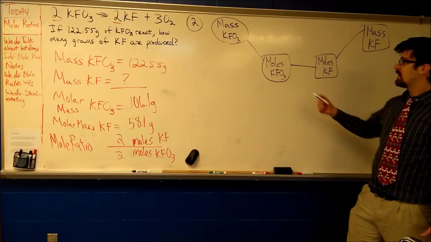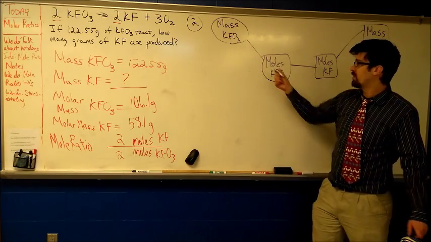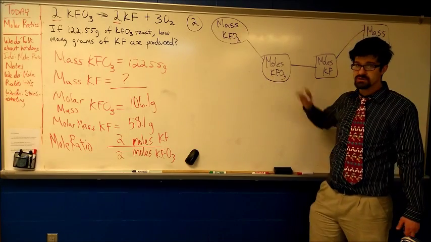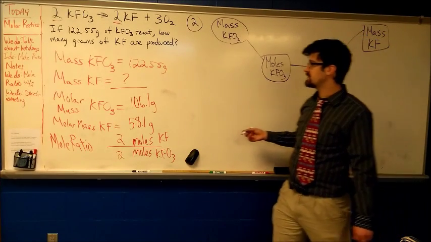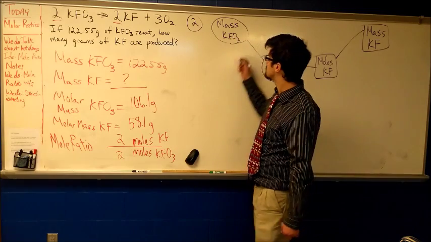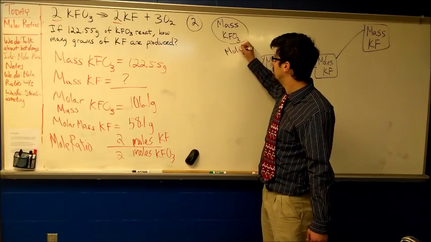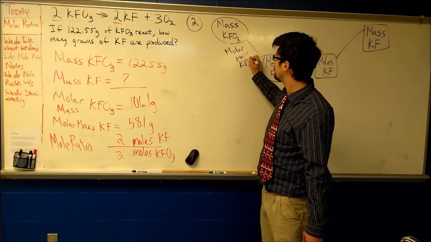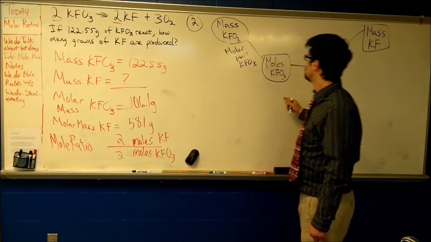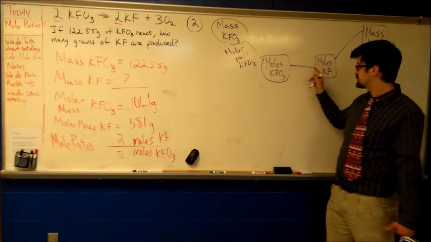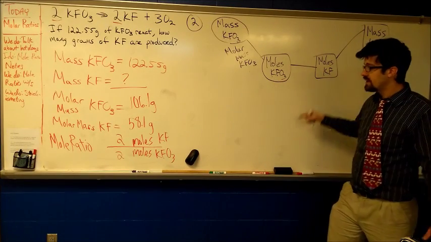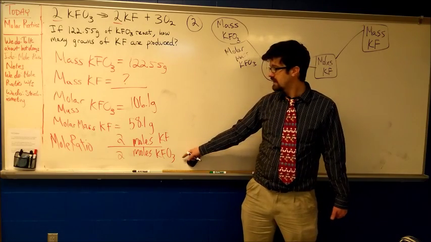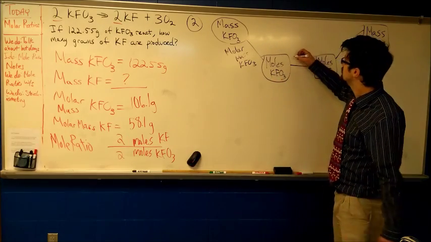When we've done this before, we've gone from mass of one thing to moles of something. When we do that, we use molar mass. So at this point, we'll be using molar mass of KFO3. To go from moles to moles, we have to use a mole ratio that compares moles to moles. Okay, so that's where mole ratios come into play.